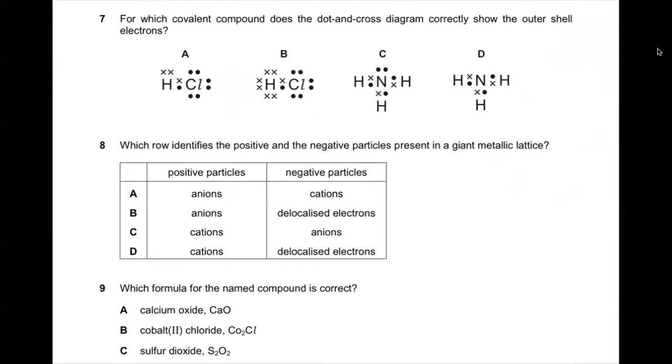Now, MCQ number 7. For which covalent compound does the dot-and-cross diagram correctly show the outer shell electrons?